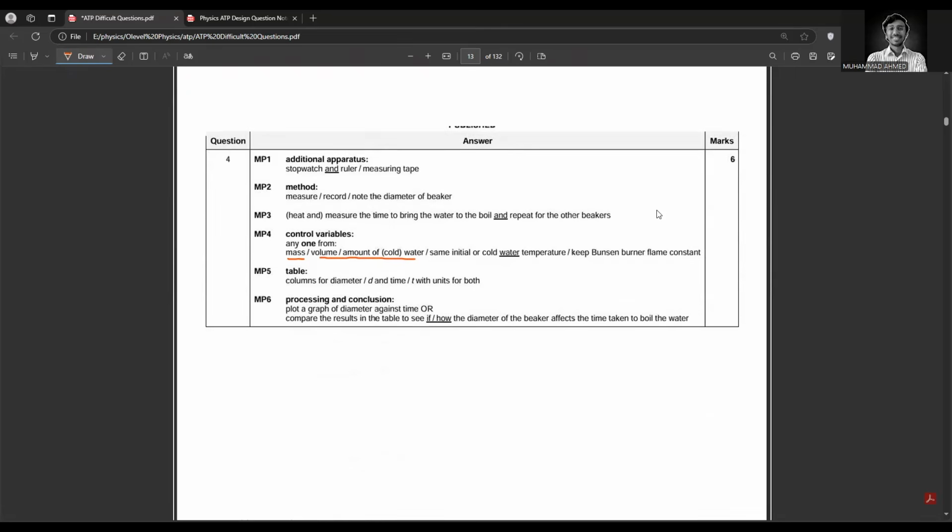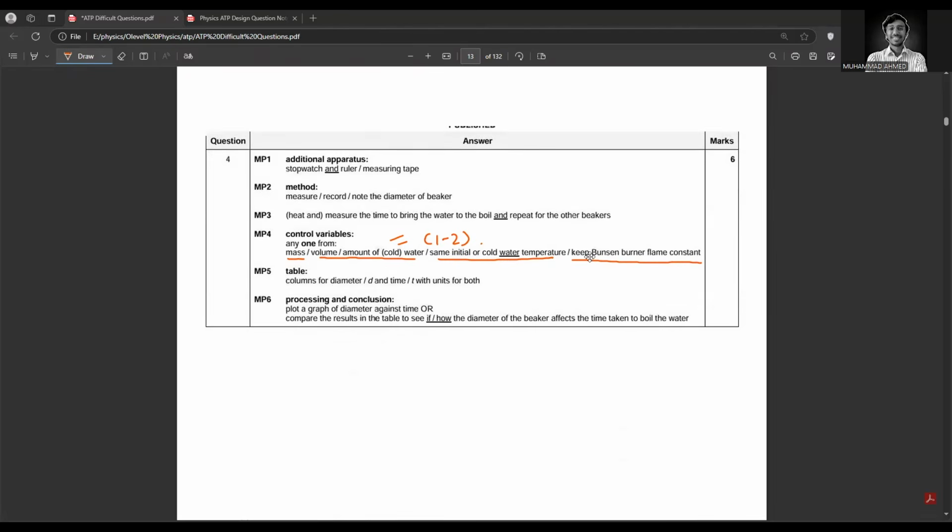The water should be initially at the same temperature and keep the Bunsen burner flame constant. These are some control variables. You only have to write one or two control variables in the examination. We will discuss how to write the answer in 1 minute.